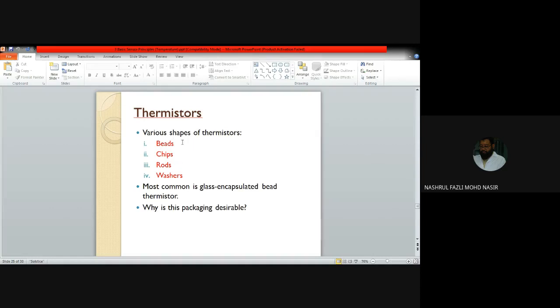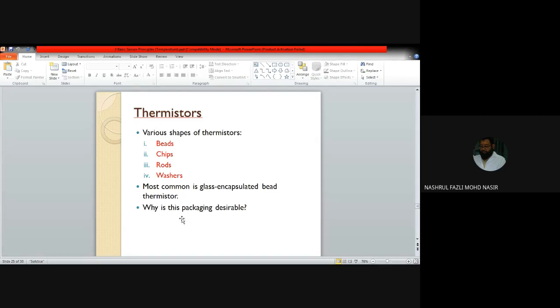So we have some idea of how thermistors look like. It can be in the form of beads, chips, rods, or washers. But the most common is the one that we have looked at before, the first figure, the glass encapsulated bead thermistor.